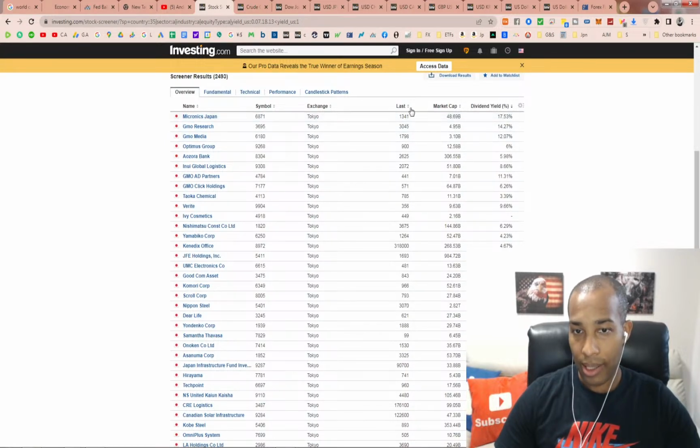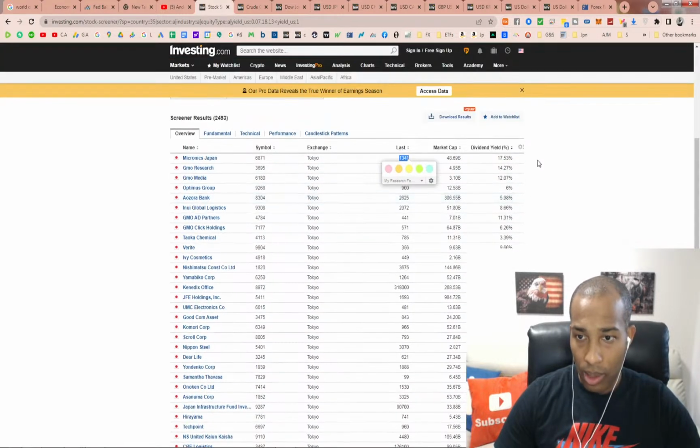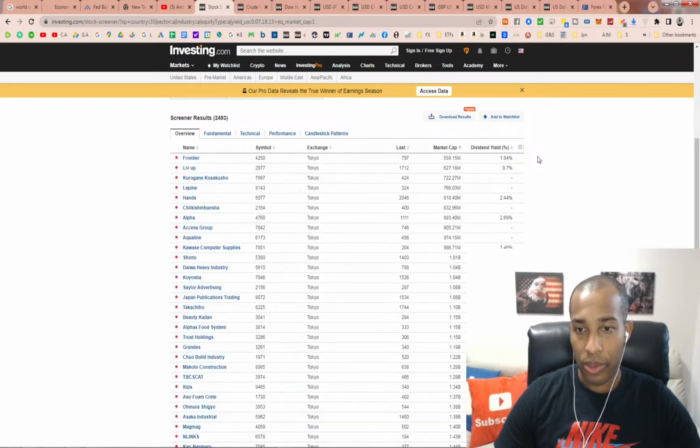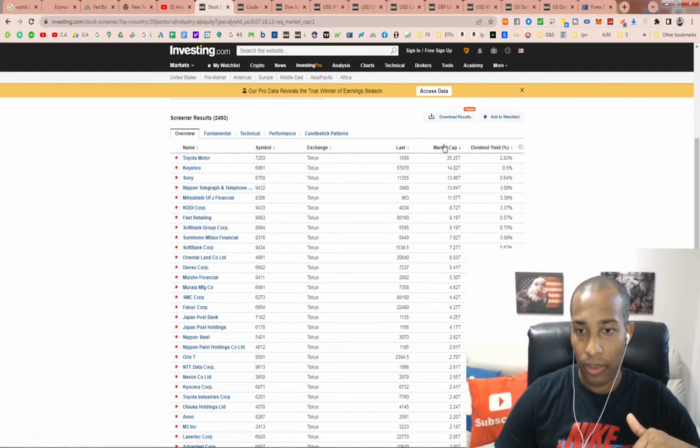So let's find a big company. Actually, let's bring up market cap. Let's do by market cap. All right, so we got Toyota Motors, symbol 7203. Current dividend 2.83. Now remember, your dividend is going to be paying in yen, not in dollars, okay?